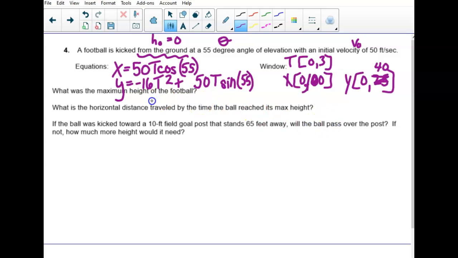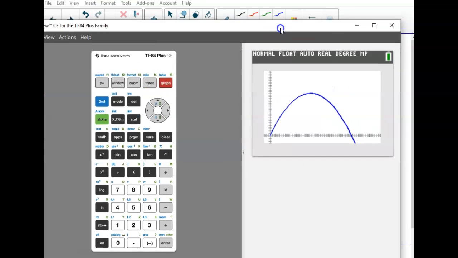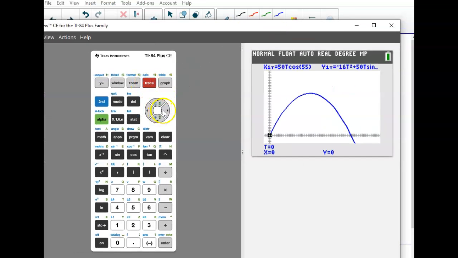All right, what is the maximum height of the football? Can you find the maximum Y value? Now, there is no way to calculate this. You just have to scroll around and try to get as close as you can.